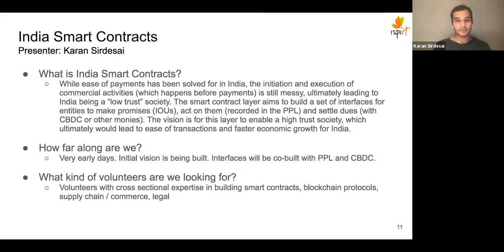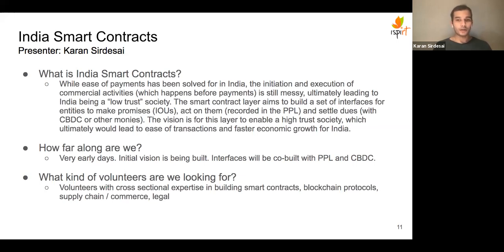I think we're again in very early days, working very closely with the whole PPL architecture as well as CBDC, and we're building out the early design principles of smart contracts, looking at existing scaled infrastructure from something like Ethereum to other digital infrastructures around the world to figure out what works best in the Indian context.